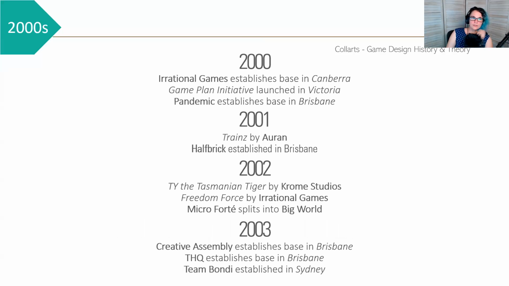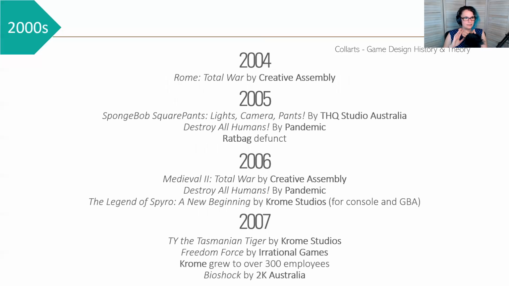We have Irrational Games, Pandemic, Half Brick, the Tasmanian Tiger was in 2002, and then subsequent sequels after that. Creative Assembly, THQ, Team Bondi, and we had Irrational Games, if I didn't already mention that one, 2K Australia as well, who did Bioshock in 2007, which was so long ago.